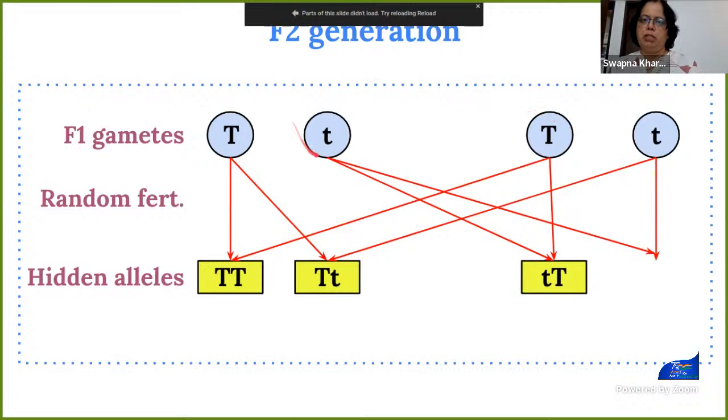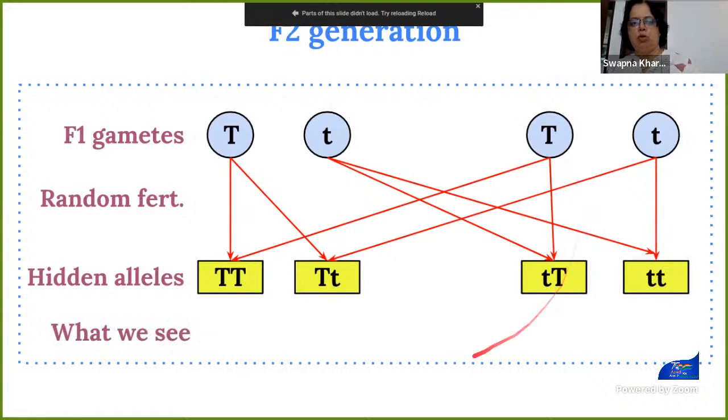The last combination, yes, Rasida has answered. So what you will get is small t small t. So this is what we will get if we look at the alleles which are actually hiding from plain sight. But if you plant these seeds, what will you get? What kind of plant will you get? Can you tell in the first case, what will you get?